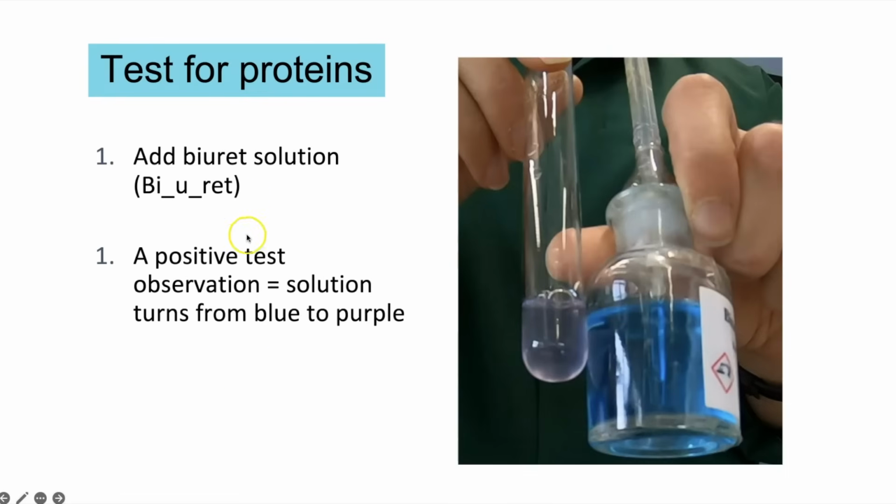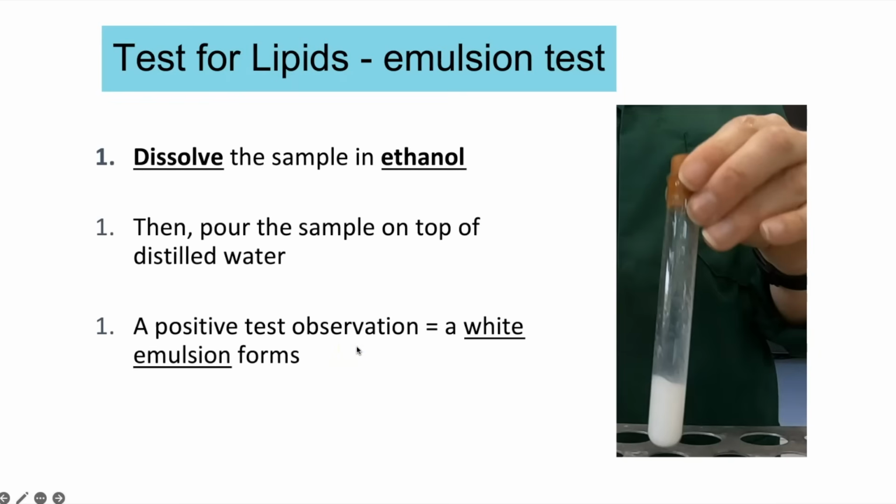To test for proteins, you would add biuret solution, and make sure you are spelling that correctly, biuret, not buret, like a piece of apparatus used in chemistry titrations. And then the positive test result would be it goes from a blue solution to that purple colour solution. To test for lipids, you would use the emulsion test, and to do this you would dissolve your sample in ethanol first of all. Then you'd pour the sample on top of distilled water. And then finally, a positive test observation would be a white emulsion forming.